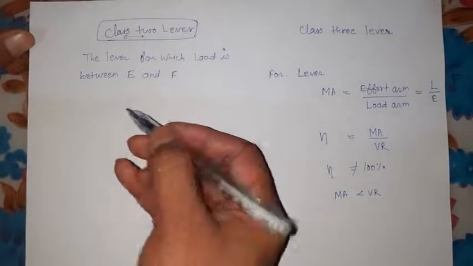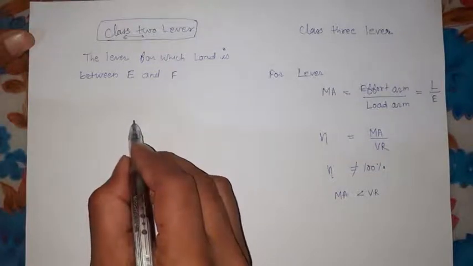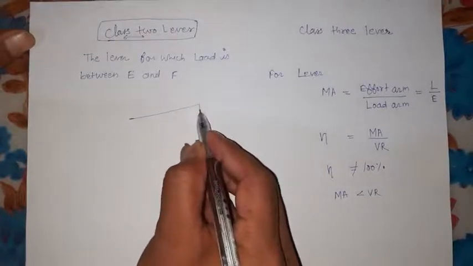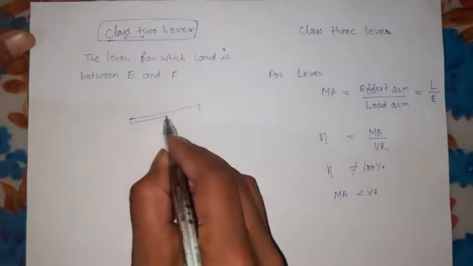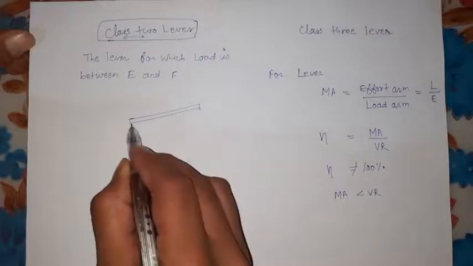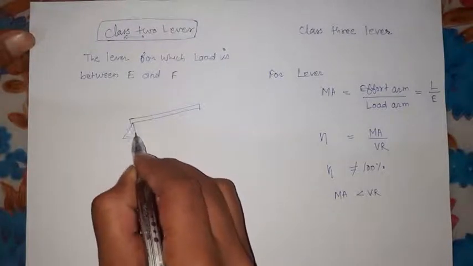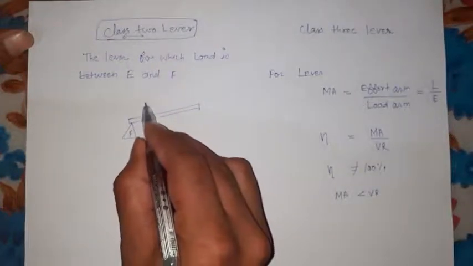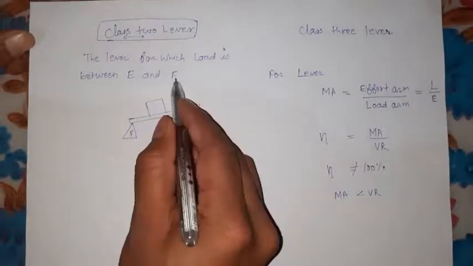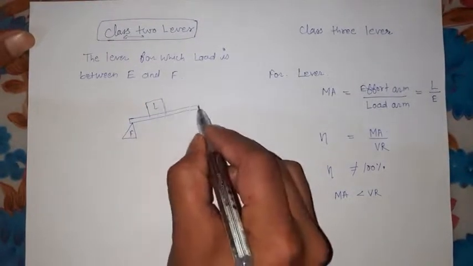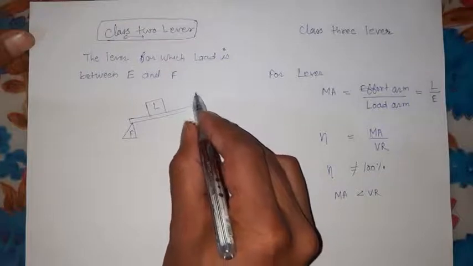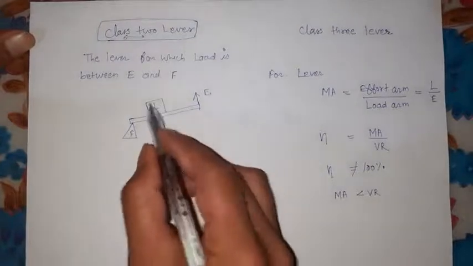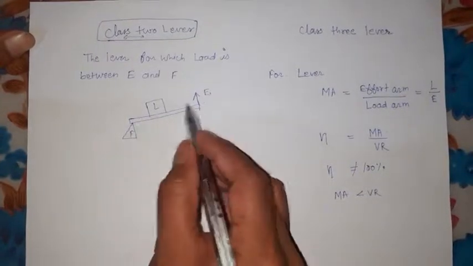Let us look at it with the help of an example. Here I have a lever, supposed to be a straight or a bent rod. Here it is the fulcrum, and we place a load in the middle between effort and fulcrum. Here it is the load, and there we apply the effort. You will find that the load lies between fulcrum and effort.